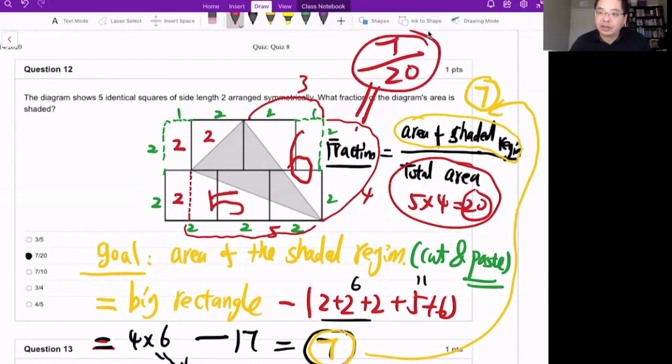So here the main point is we apply cut or paste. Here I use paste to calculate the area of the shaded triangle.